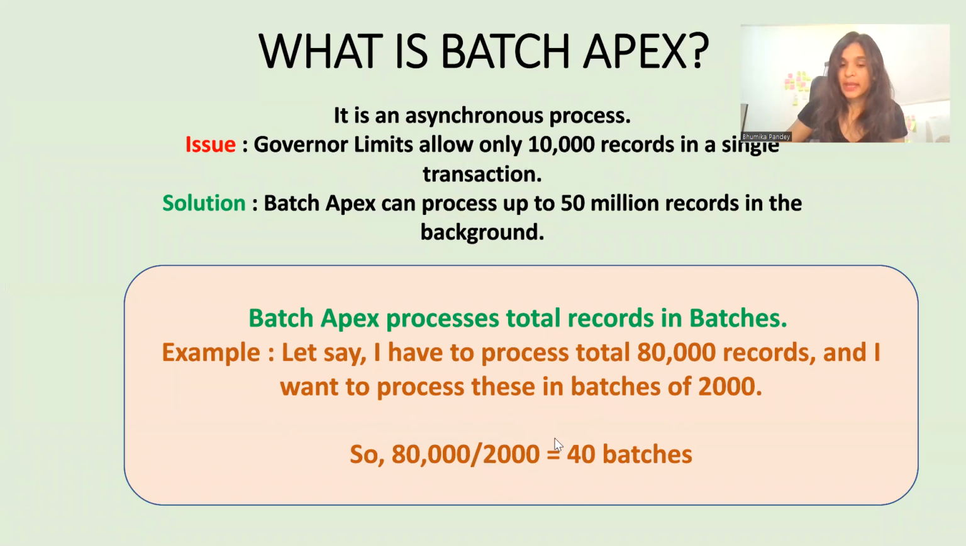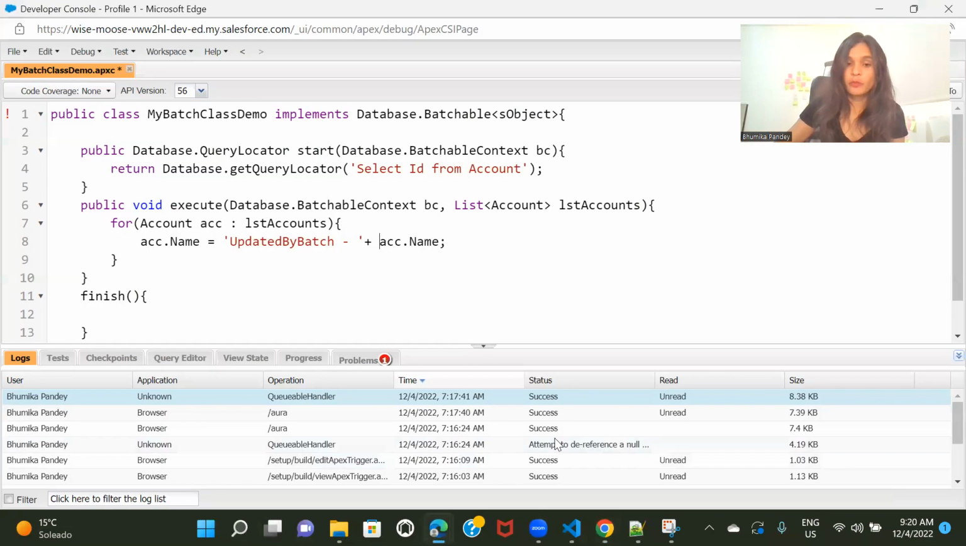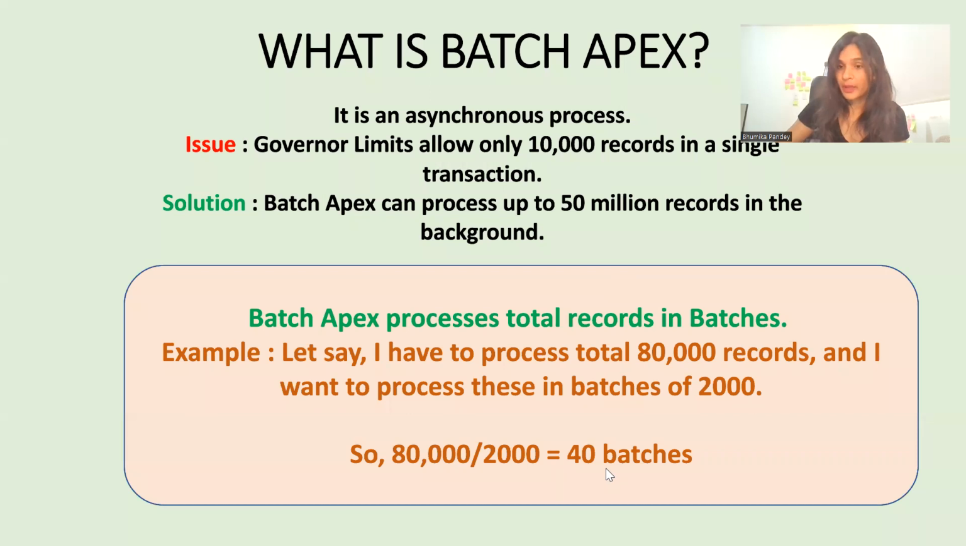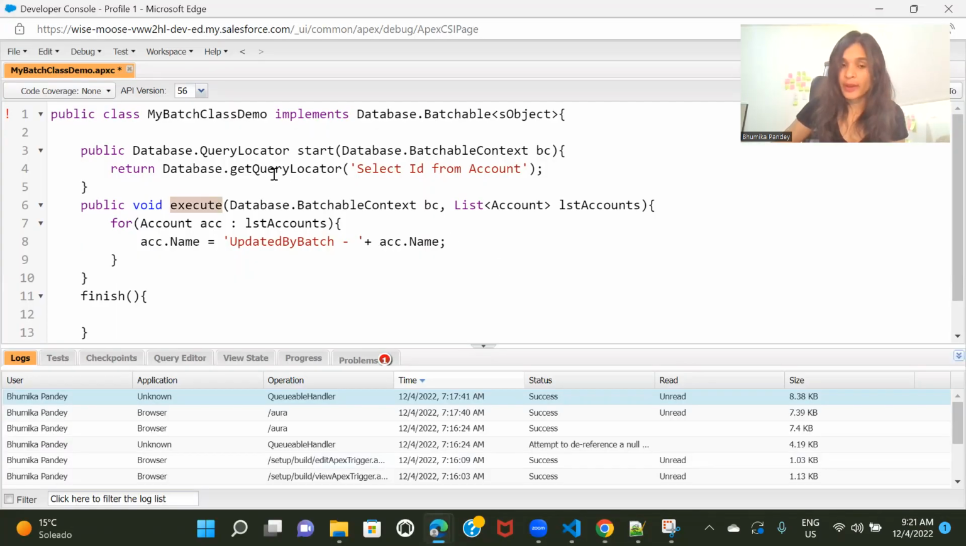In the first batch, 2,000 records are going to get picked up, and for those 2,000 records this loop will run and update the names. Then the next batch gets picked, 2,000 records are processed, then again 2,000 records are picked and processed. So this execute method is going to run as many times as the number of batches.